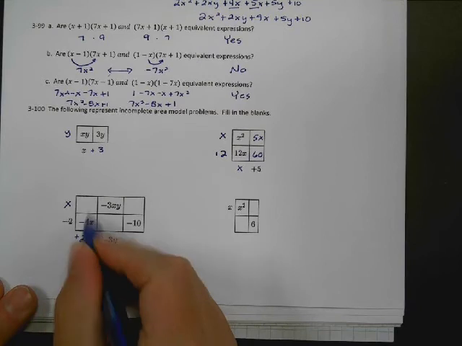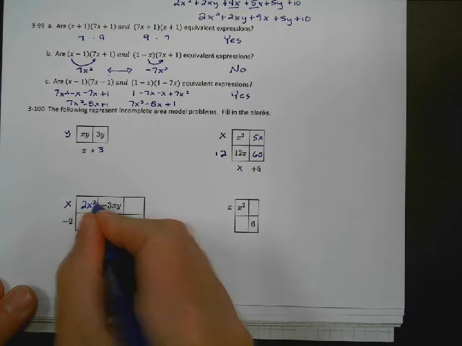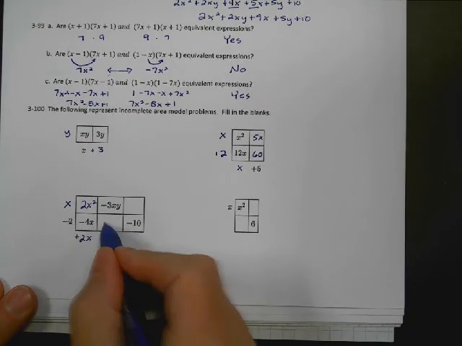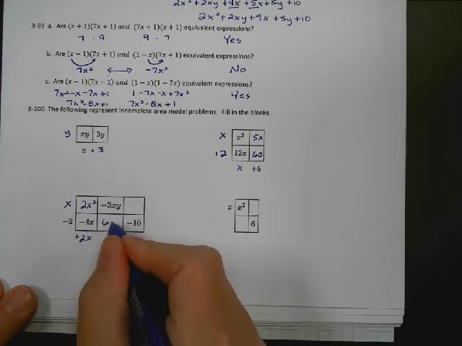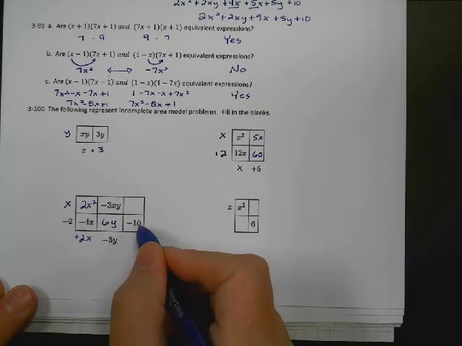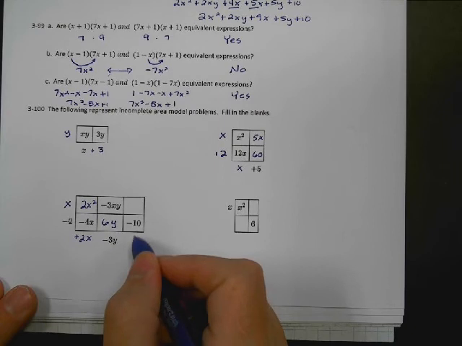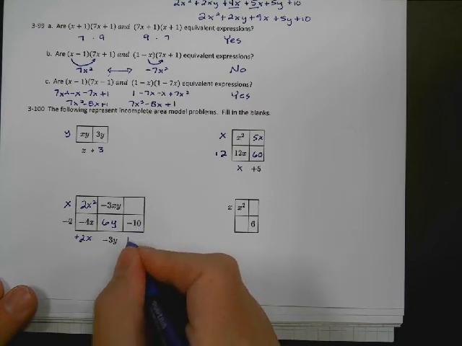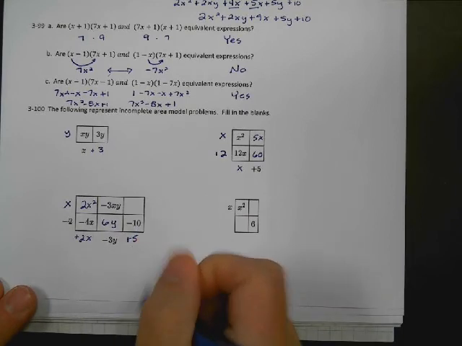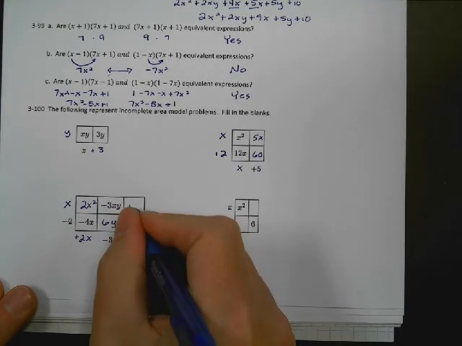So that means this box here is 2x times x, which is 2x squared. This box here would be negative 3y times negative 2, so that'd be positive 6y. Okay, so this is negative 2. Negative 2 times what equals negative 10? This should be positive 5, because negative 2 times 5 equals negative 10. And then our last box up here would be 5x.